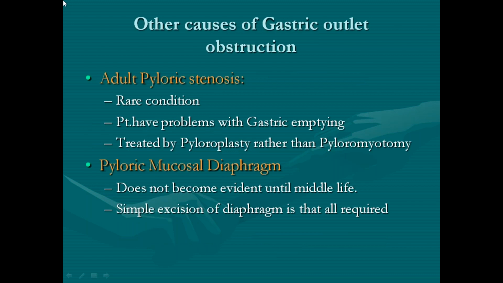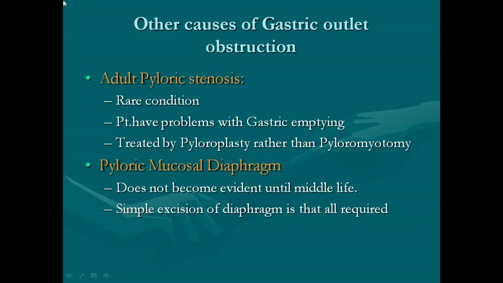So apart from these, there are other causes. Gastric outlet obstruction can be an essay question for you. So they may ask what are the causes of gastric outlet obstruction, and one is your peptic ulcer, chronic duodenal ulcer. Then second one is gastric malignancy, and you can even write congenital pyloric stenosis. Then apart from congenital pyloric stenosis, you have adult pyloric stenosis.